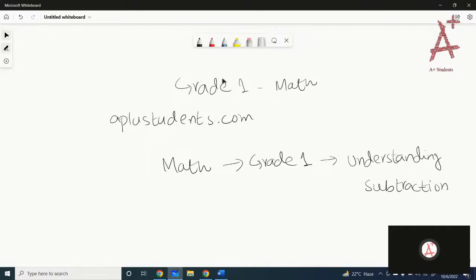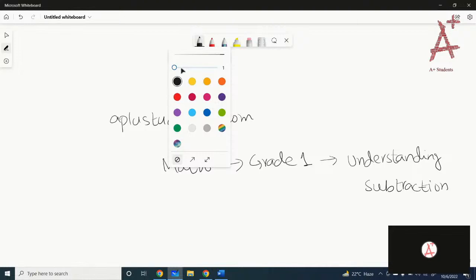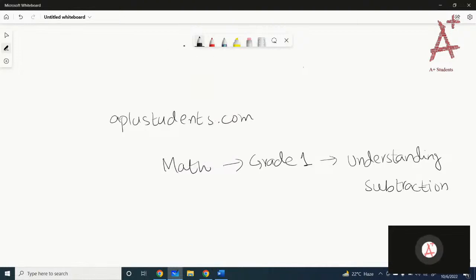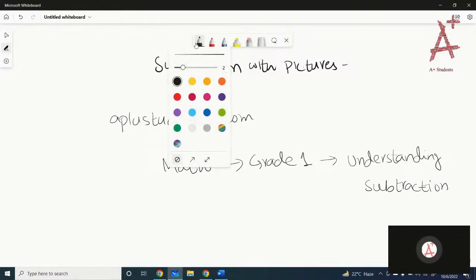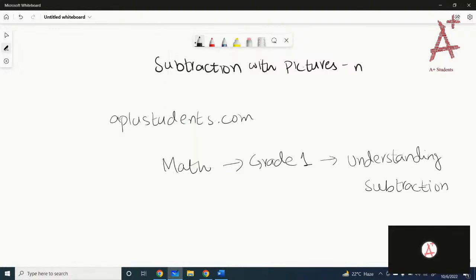So let me write down the lesson name. The lesson name is subtraction with pictures up to 10. So what you have to do, your numbers to 10, you are given with the pictures, you have to use the pictures and you have to do the subtraction. And let's start with an example.